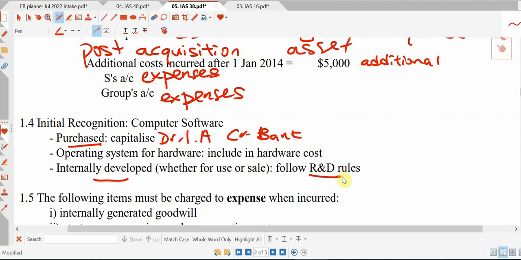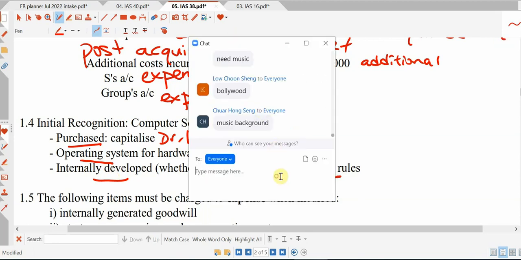Okay, one more point. Operating system. I need this from you, class. Let's look at the chat box here. OS, operating system, examples. Windows, Microsoft Windows, or iOS, got this iPhone, Android also. Okay, these are the few popular ones that everybody knows.